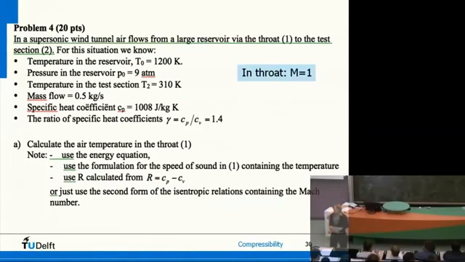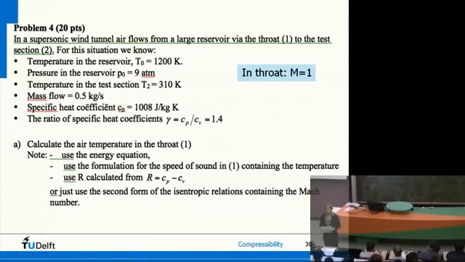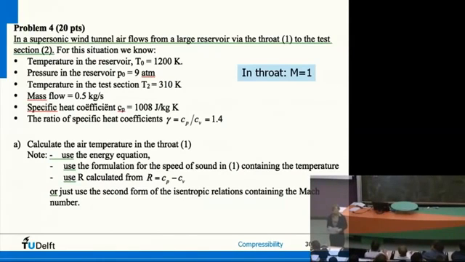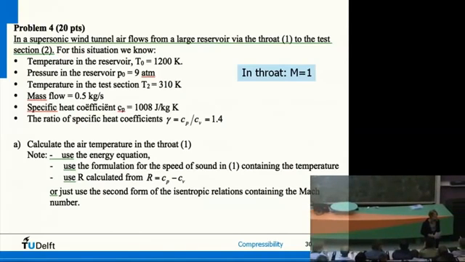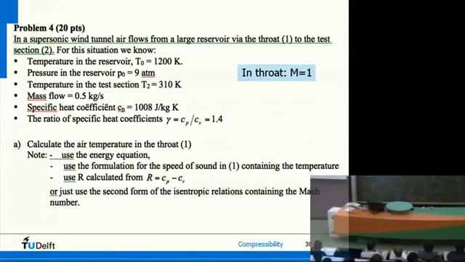So, okay, what do we need to do first? Any ideas? Think. What information do we have? Well, we can calculate R, and the speed of sound, so we have the velocity in the throat. R. Yes. Okay.